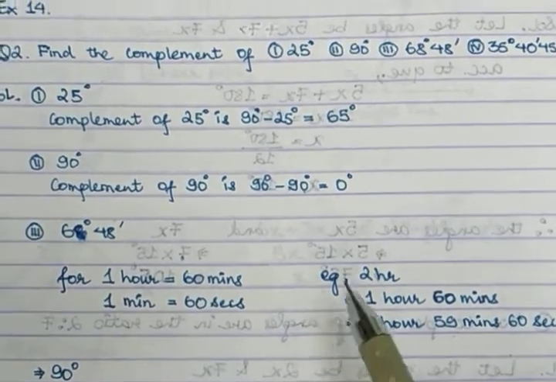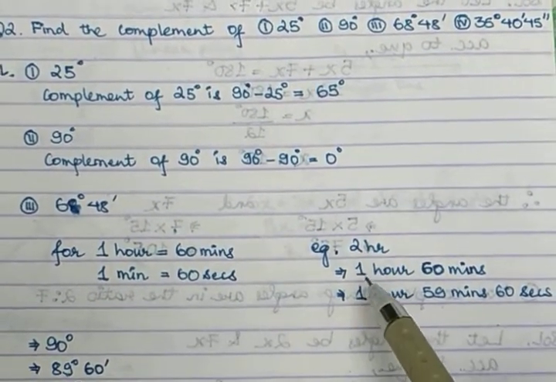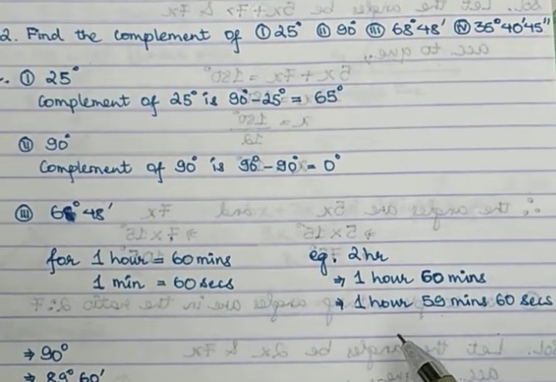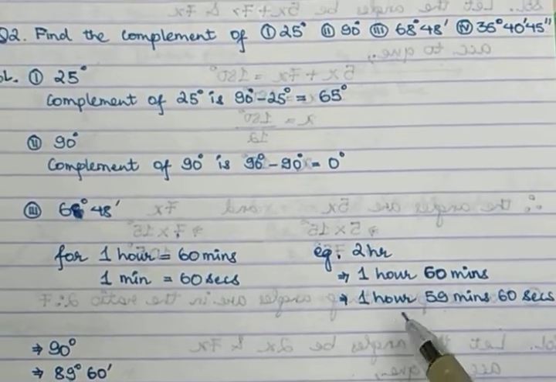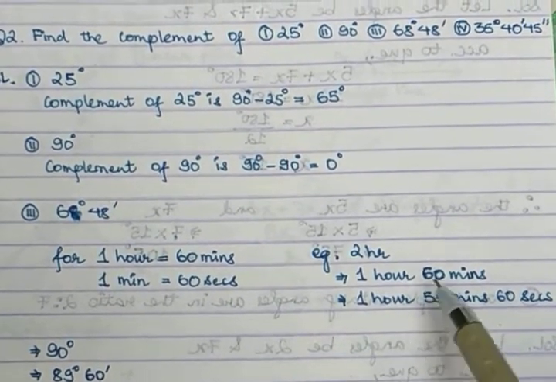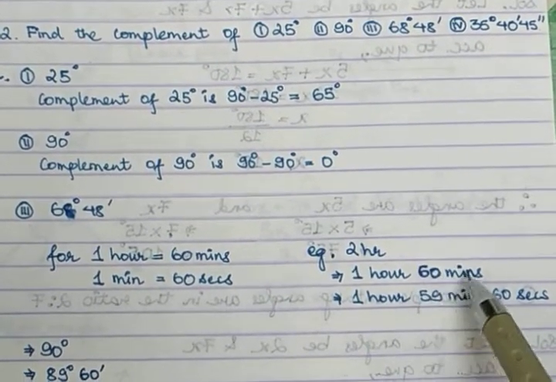Okay, it's related to the same question. For 2 hours, can I write 2 hours as 1 hour 60 minutes? Is it okay to write 2 hours as 1 hour 60 minutes? Because 60 minutes is 1 hour, isn't it? Actually it means 1 hour and 1 hour. That means actually it's 2 hours, isn't it? 1 hour and 1 hour. 60 minutes means 1 hour, isn't it?